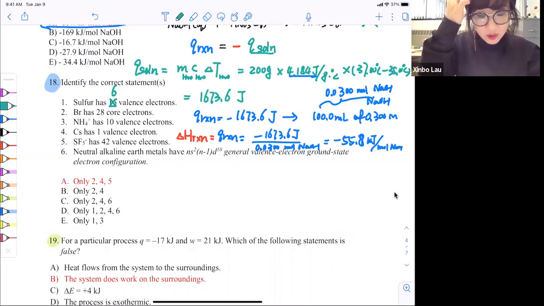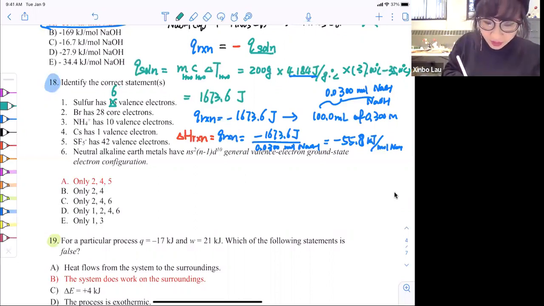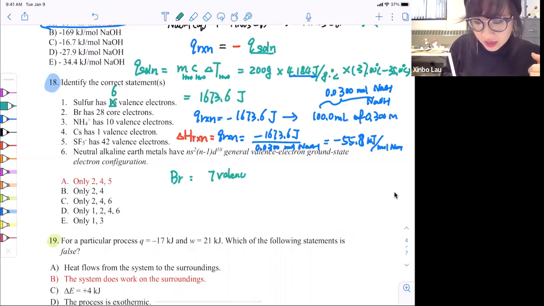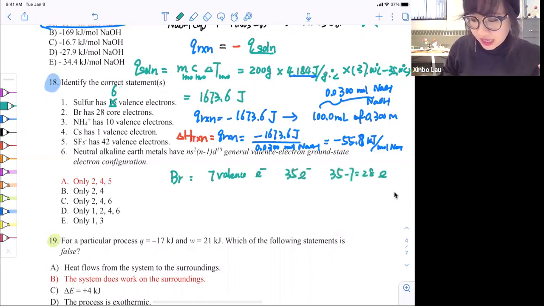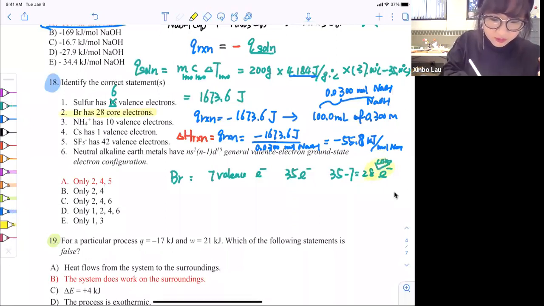And then for bromine, it says it has 28 core electrons. Is that true? Let's find out. Bromine is from the 7A group, so it has 7 valence electrons. In total, if you look at the periodic table, it has 35 electrons. So 35 minus 7 is 28 electrons, and those are called core electrons. So again, this statement is true. So 2 is good.